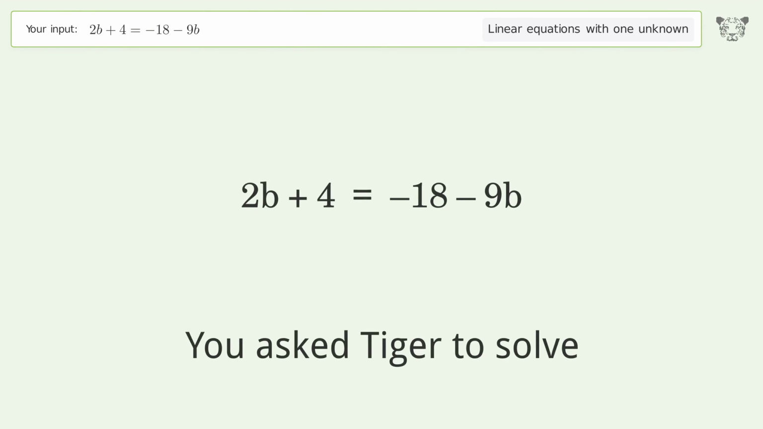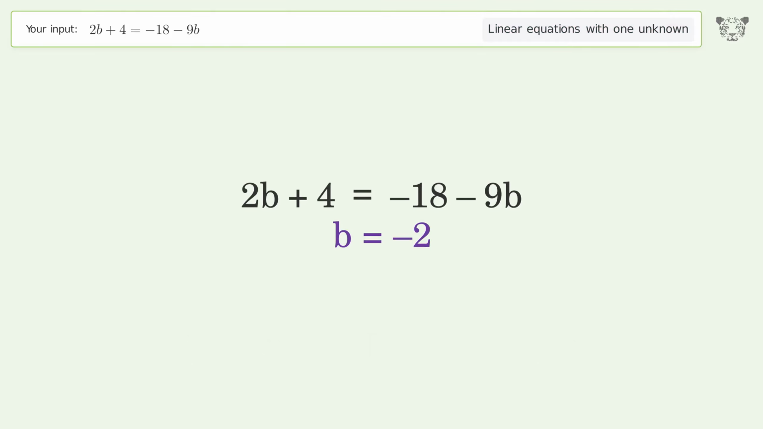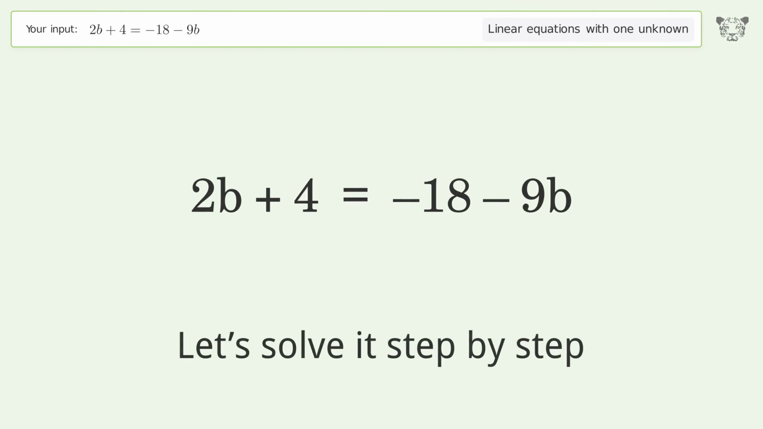You ask Tiger to solve. This deals with linear equations with one unknown. The final result is b equals -2. Let's solve it step by step.